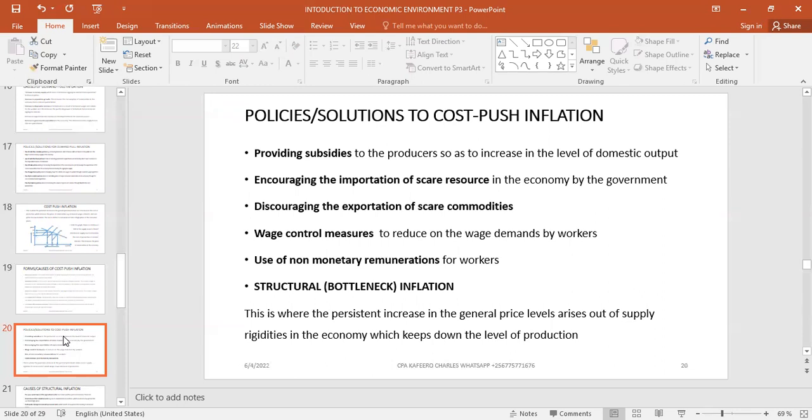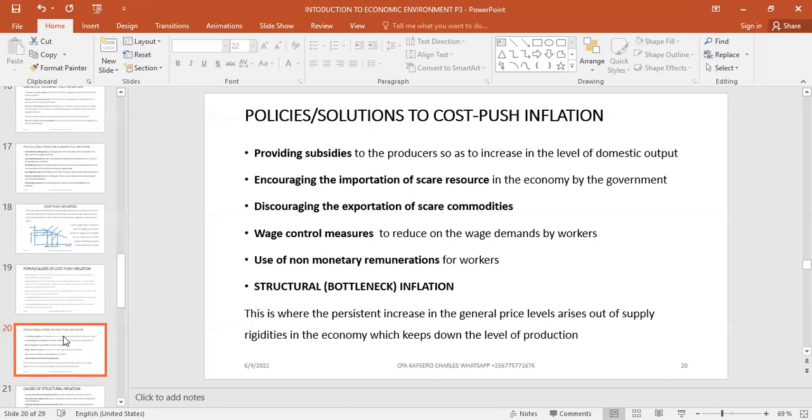Like for labor, you may find that there is labor immobility. Workers cannot move from one location to the other. So it causes those who are in certain places to be asking for more pay because there is labor or geographical immobility of workers. So when you look at this, then you can say that we can try to import some of the scarce resources.